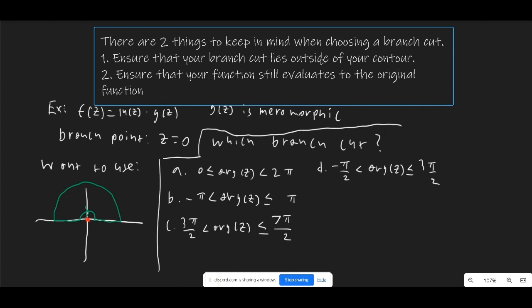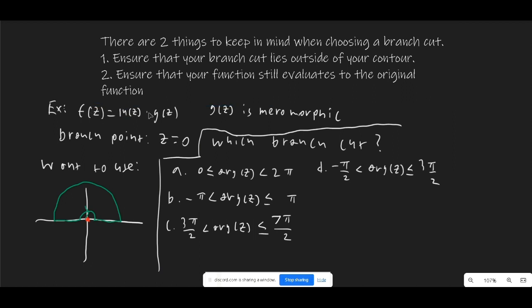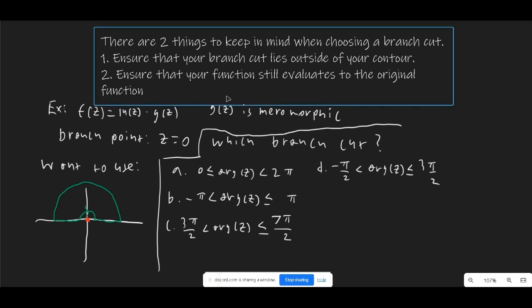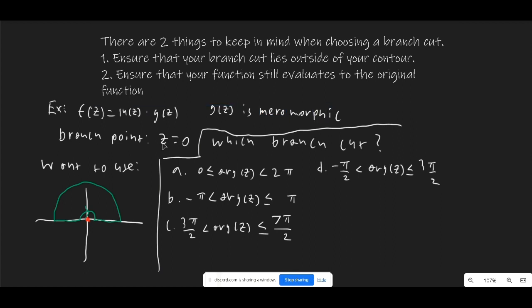The other thing that's a little bit tricky sometimes is to ensure that your function still evaluates to the original function. An example of this is, let's say we wanted to integrate a function with natural log times some other function, right? So f of z equals natural log of z times g of z, where g of z is a meromorphic function, so it's well behaved, but it has some poles. The branch point is going to be z equals 0, which I've marked on the graph here.